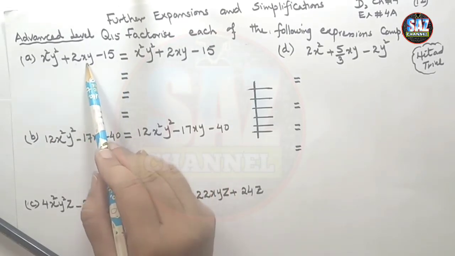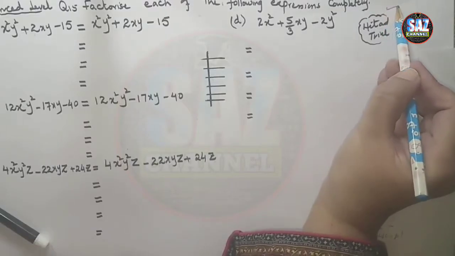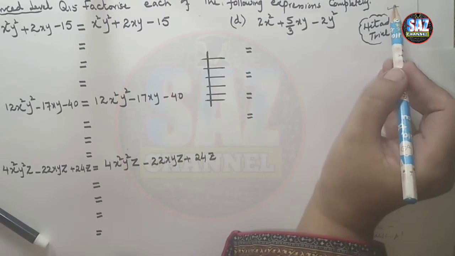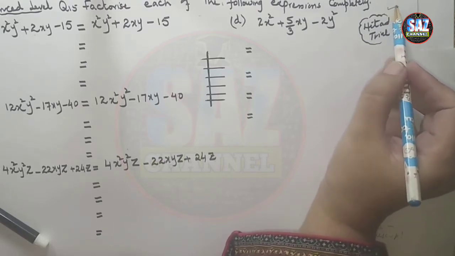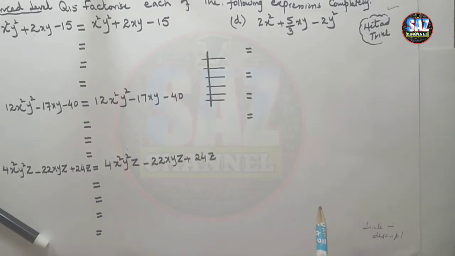This question can be solved by the hit and trial method, and the explanation of the hit and trial method was done in my previous lesson. If you find any difficulty in understanding the method, I'll be giving the link in the description box. Watch those lessons for clarity of the concept. Let's move to the question.